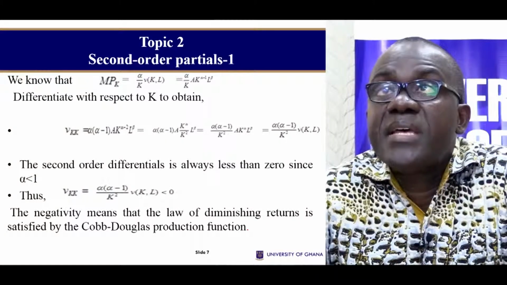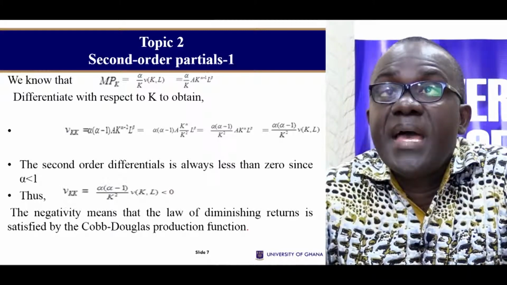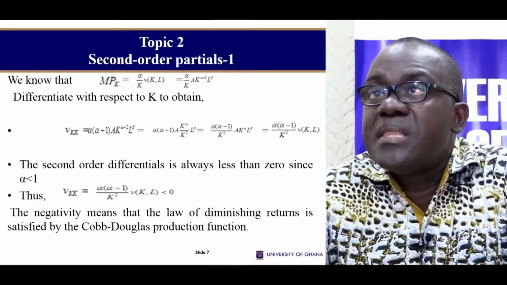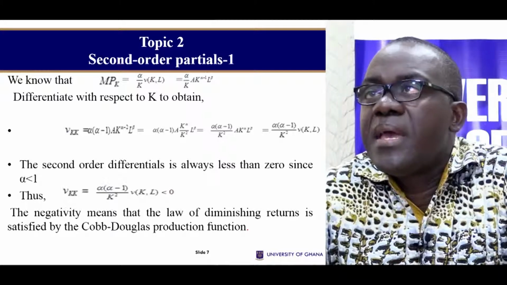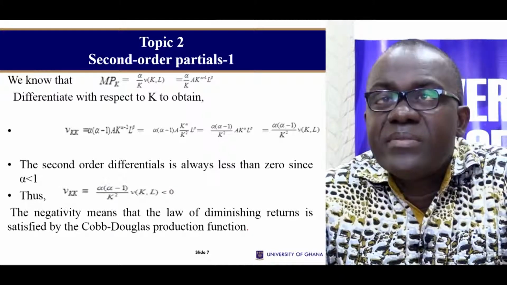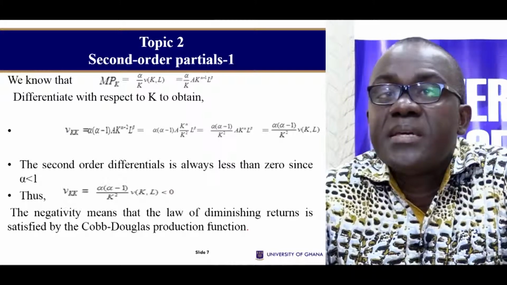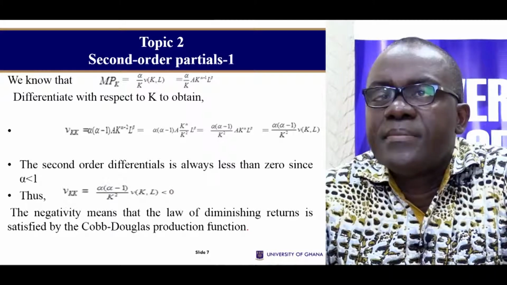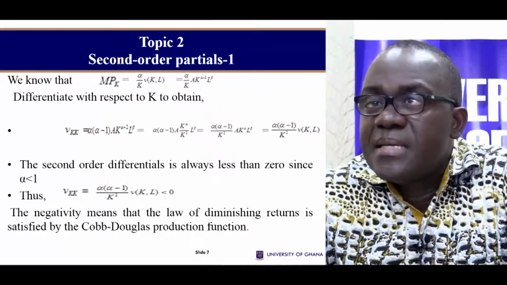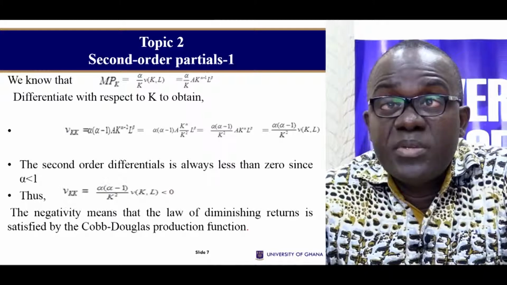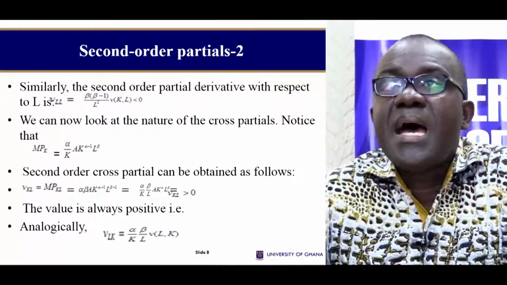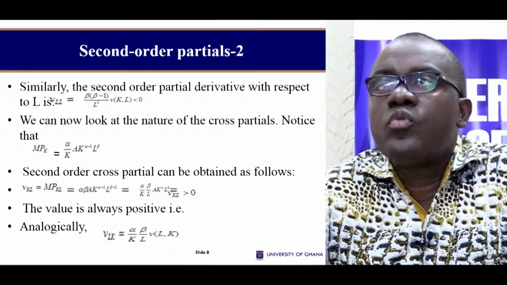So we know these are the first order derivatives. This is the first order derivative with respect to K. We can go further and take the second order derivative, and when we simplify, we get this. Again, you see that we can substitute what we have over here with a V, and then we have these equations. So the second order derivative gives us this value. Now the negative means that the law of diminishing returns is satisfied by the Copula function.